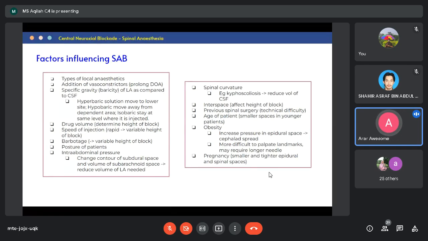Age of the patient, the younger patient has a smaller space. Obesity, an obese patient will have increased pressure in the epidural space and this will lead to more cephalic spread, and it is also more difficult to palpate the landmarks because of the thick subcutaneous tissue, and we need to use a longer needle. For pregnancy, the pregnant woman usually has a smaller and tighter epidural and spinal space.